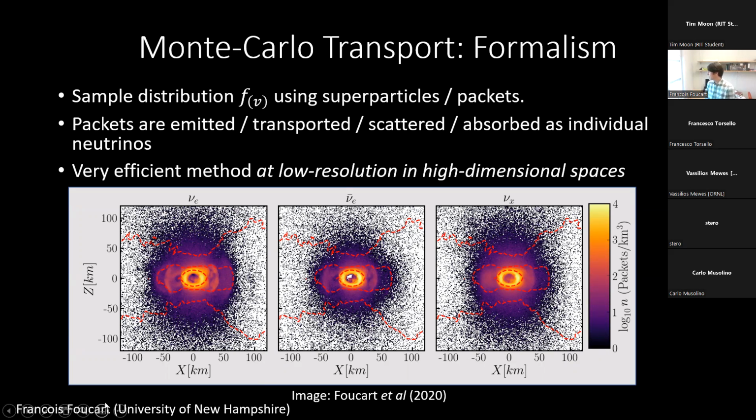The idea behind the Monte Carlo formalism here is that we are going to sample the distribution function of neutrinos by using superparticles or packets, which each represent a large number of neutrinos.